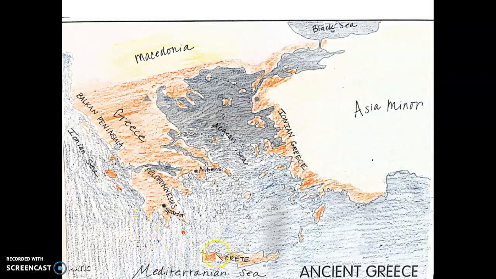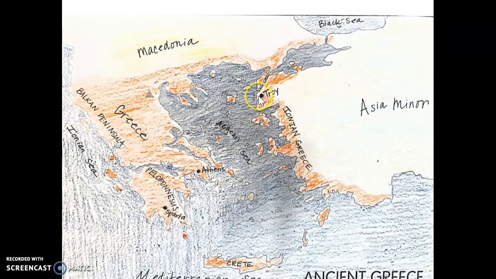You're also going to go ahead and label the island of Crete. It's down here in the Mediterranean Sea. And the city-state of Troy, which is an Ionian Greek city-state. Troy is important because there is a story. It's a legend. It's made up about a war that takes place between some city-states in mainland Greece and Troy, and it's called the Trojan War. And we'll talk more about that later.